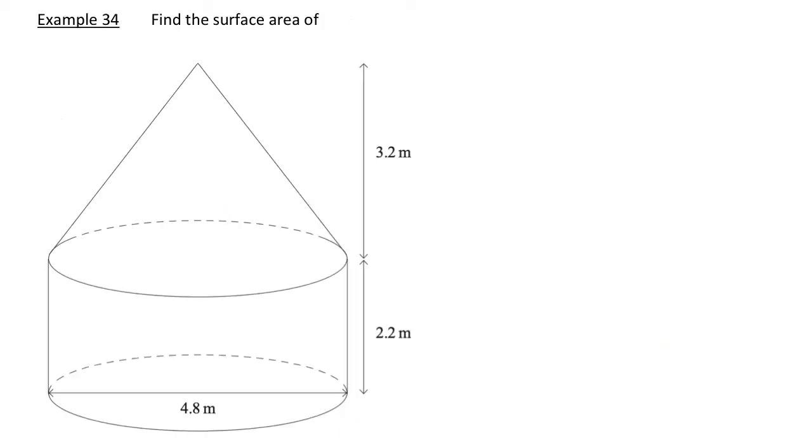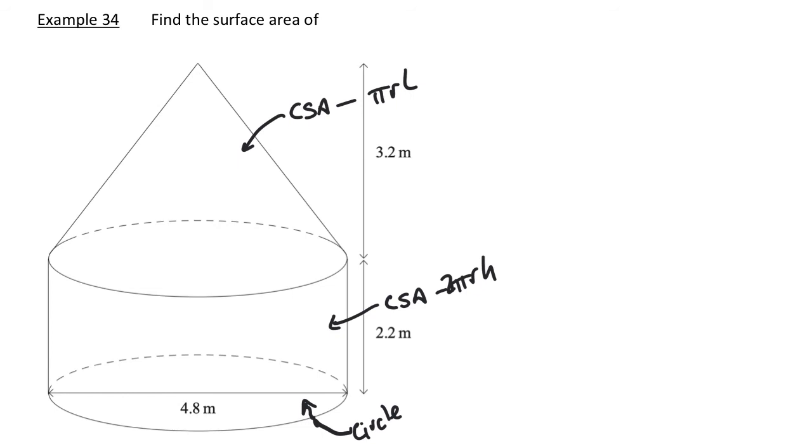Example 34, find the surface area of this compound shape. So this looks like a solid shape. So what we're going to have is a circular base. We're going to have the curved surface area of the cylinder, and we're going to have the curved surface area of the cone. Now the curved surface area of the cone is pi RL. The curved surface area of a cylinder is 2 pi RH, and the area of a circle is pi r squared. So those are the different parts.